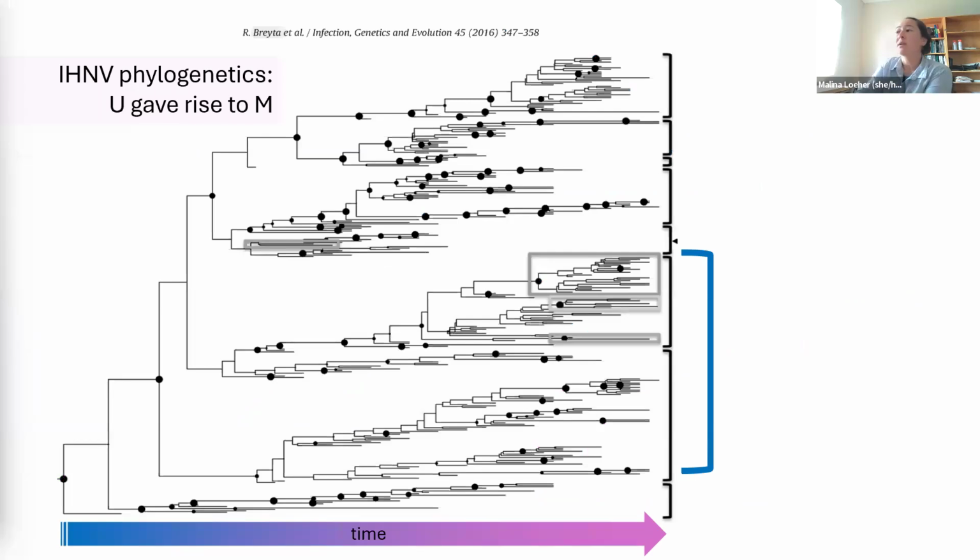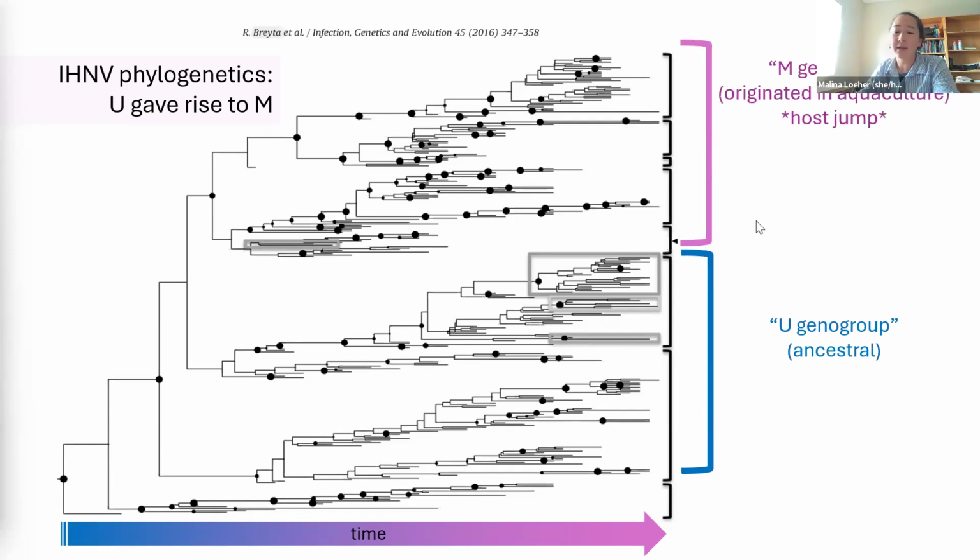So we've been really interested in this genetic diversity and what we can expect from IHNV in the future and how it's evolving. Here we have the phylogenetic tree of IHNV and how IHNV-U and M genogroups are organized. Down here on the bottom, I have the U genogroup bracketed by U. So this is the ancestral IHNV group associated with sockeye salmon. And U gave rise to the M genogroup on top here, bracketed in purple.